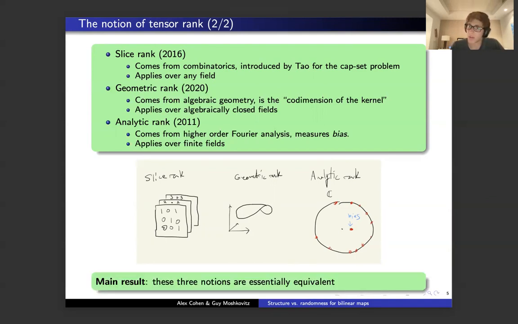So the main result, to spoil the show, is that these three distinct notions, which have all existed for quite a while, they've actually existed for more time than the dates I show here under different names. These three notions are all essentially equivalent. They're all different ways of measuring the same underlying quantity. And when I say equivalent, I mean equivalent up to linear factors, which for most purposes is genuinely the correct notion of equivalence for tensor ranks.